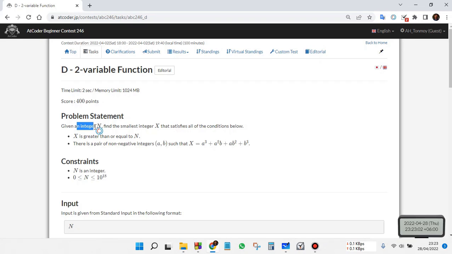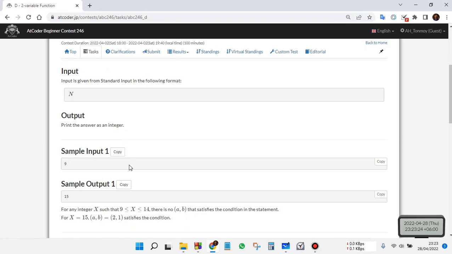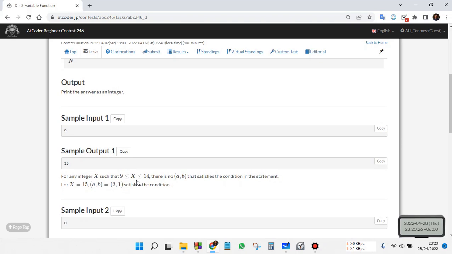Here x is greater than or equal to n, and x is not a simple number. x also depends on the a and b values. We can say x is a function, and the maximum n value is 10 to the power 18. Here the input is 9 and the output is 15.